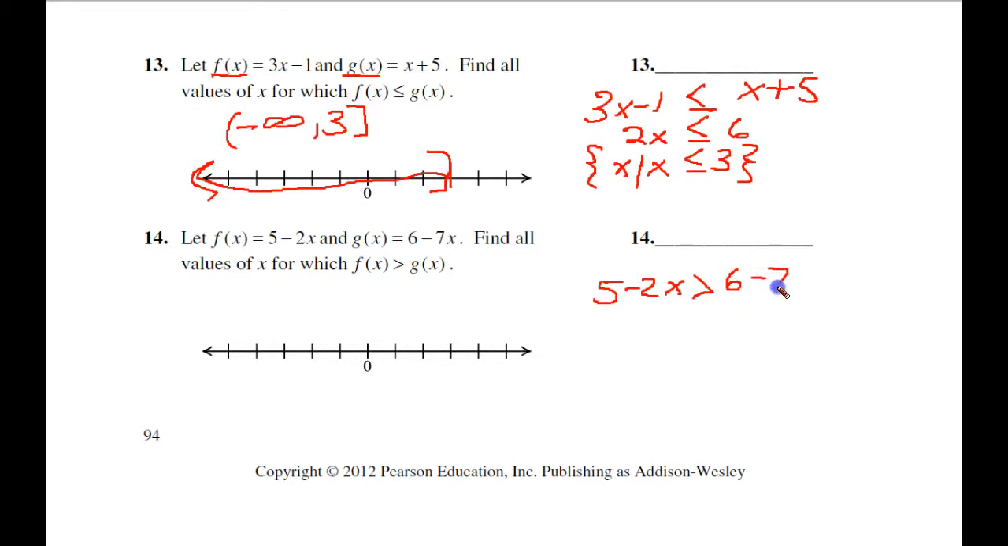6 minus 7x. Now remember, if we can just add things, we don't have to change the direction of the inequality. So I'm going to add 7x to both sides. This gives me a 5x here, and I can keep my inequality sign that way. And here we're going to subtract 5 from both sides, and this gives me a 1. So I now have x, we're going to make it a little bigger, x is greater than 1/5.